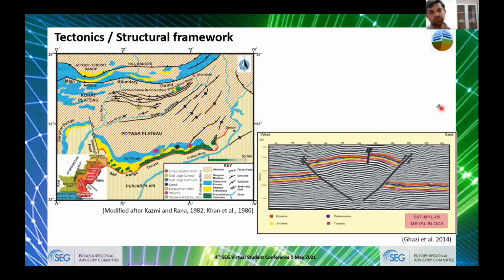Tectonics and structural framework. The geological map to the left shows the position of the Potwar Plateau. This is the Potwar Plateau, and below it, in the form of a band, is the Salt Range. The studied outcrop sections together with the studied wells are marked on the geological map as colored stars. To the right, we have a seismic section which belongs to the oil field whose well data has been used, and it shows a pop-up structure, implying that the area is dominated by a compressional tectonic regime.